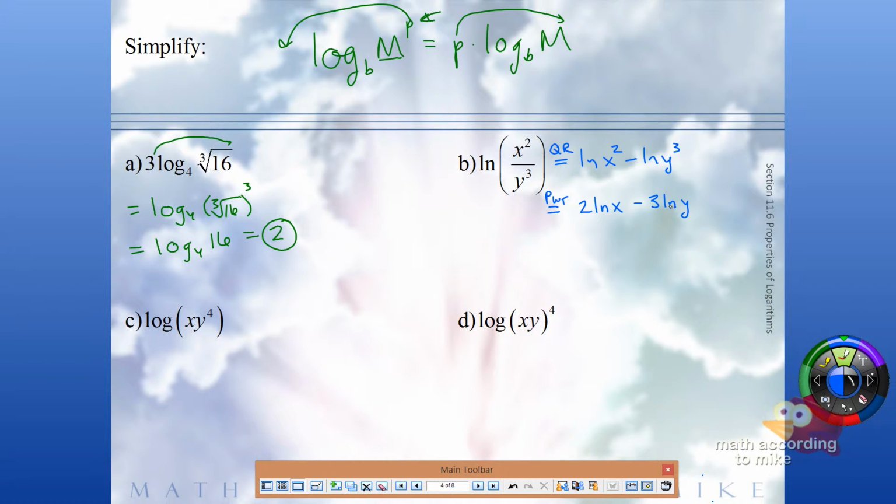Part C. What's our outermost operation? It's a product. So we're going to use the product rule first. Log of x plus log of y to the fourth. And since our y has an exponent, we can now use the power rule only on the second log. Log of x plus 4 log of y.